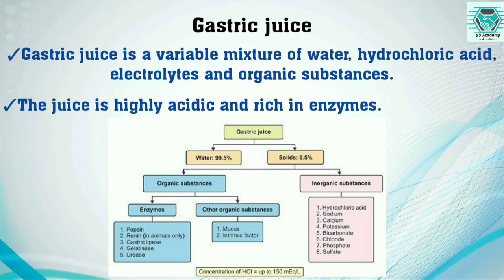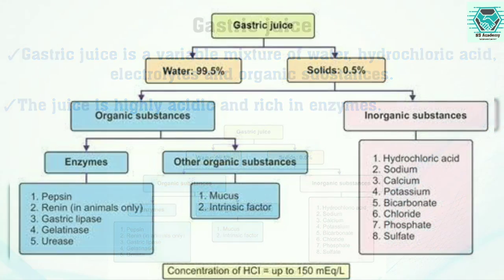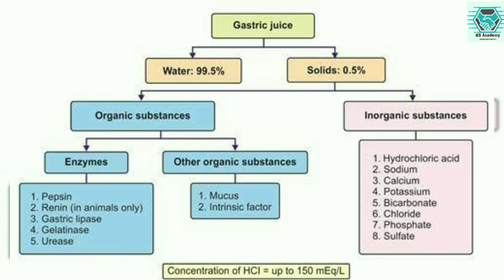In the composition of gastric juice, 99.5% is water and 0.5% is the solid portion, which is further divided into organic and inorganic substances. In the organic part, the different enzymes are present, whereas in the inorganic part, hydrochloric acid, sodium, calcium, potassium, bicarbonate, chloride, phosphate and sulfates are present. As the gastric juice is rich in different enzymes and components, they are very helpful for the digestion of different products.